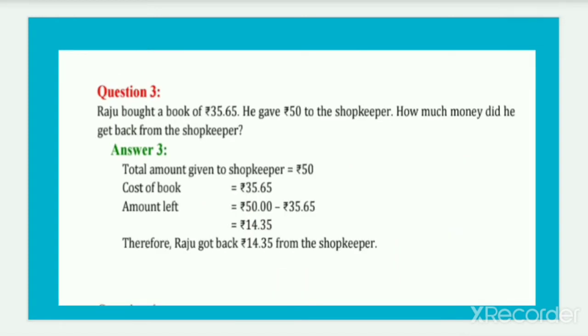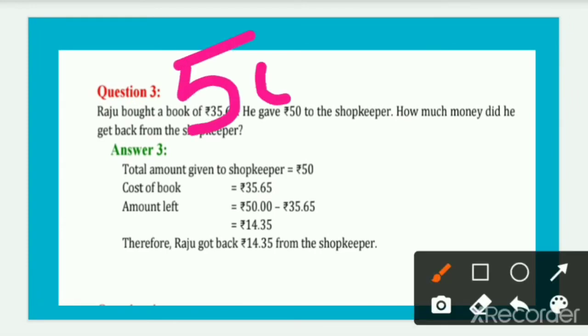Moving to the question number 3, we have Raju bought a book of rupees 35.65 and he gave rupees 50 to the shopkeeper. How much money did he get back from the shopkeeper? So Raju was having total amount, that is 50 rupees. He purchased a book of rupees 35.65. So how much money is left with him? So what we will do, we will subtract both the numbers, right? So we have rupees 50 and how much he spent, 35.65.